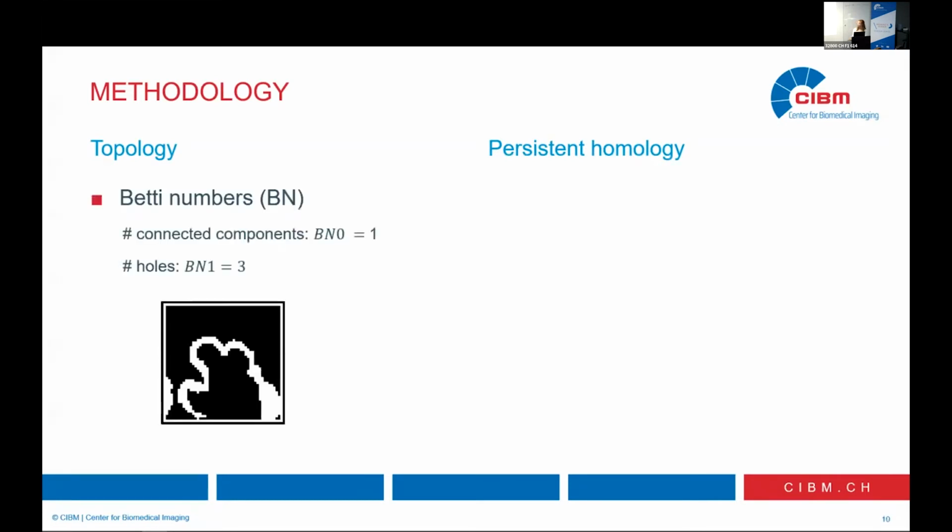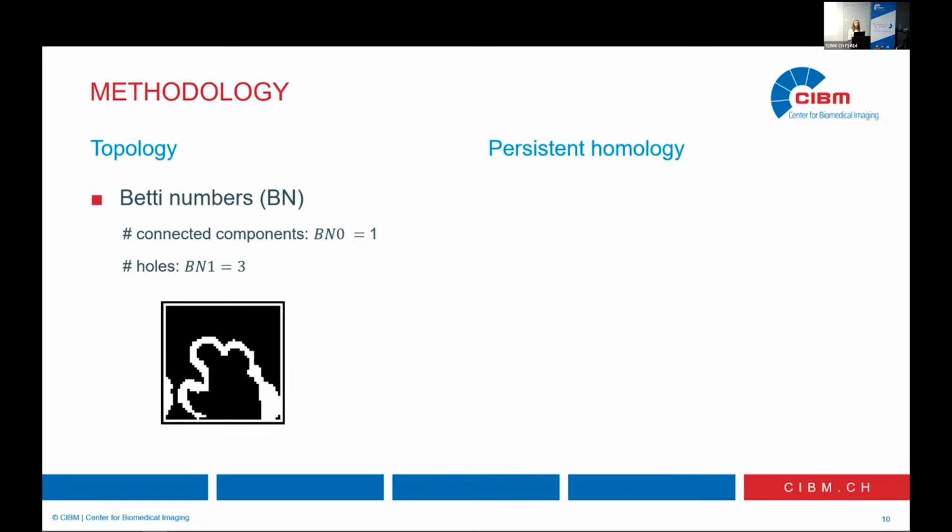So for instance, when we look at a binary image like this, we can define the Betti numbers, where the Betti number 0 is actually the number of connected components in the image. So here we have only one. And the Betti number of the first dimension is the number of holes in the image. So here, if we do not count the background all around, we have 3 holes.